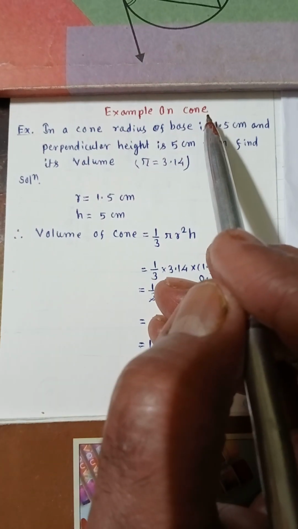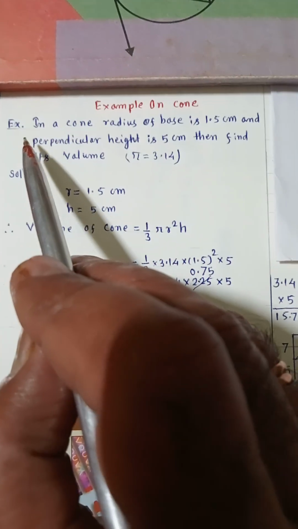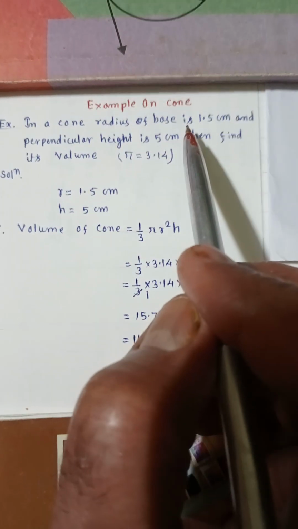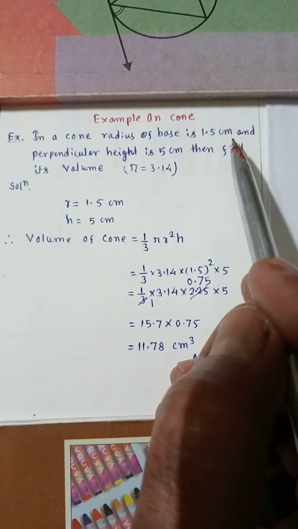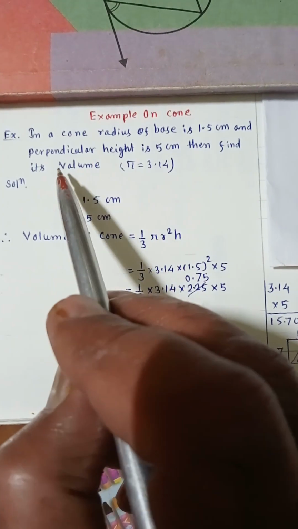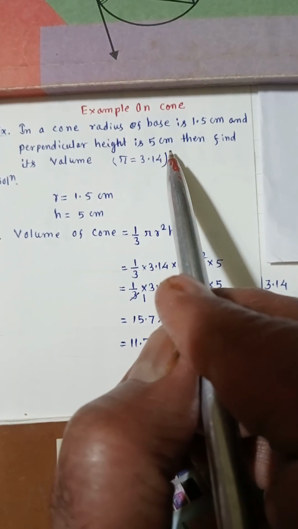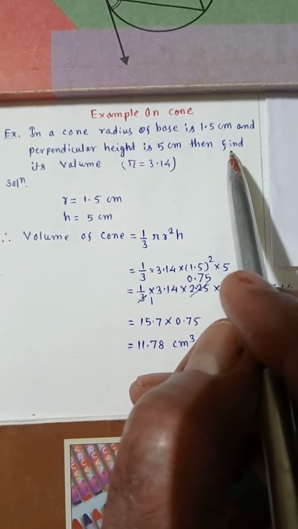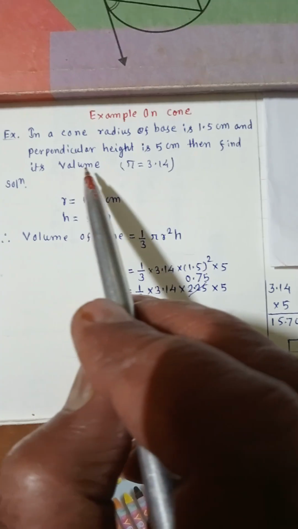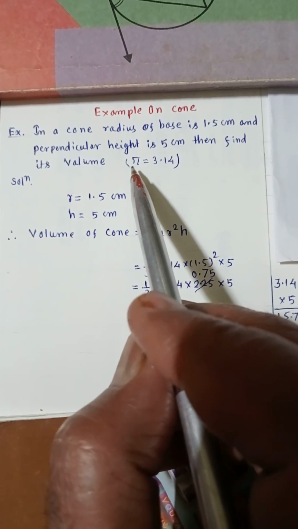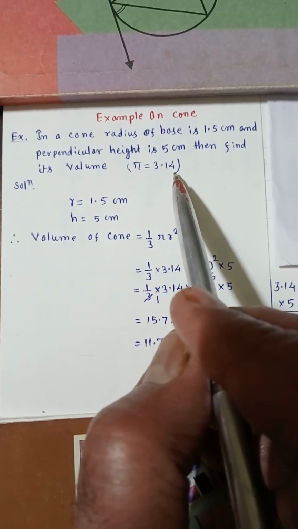Example on cone. In a cone, radius of base is 1.5 centimeter and perpendicular height is 5 centimeter. Then find its volume. Value of pi is equal to 3.14.